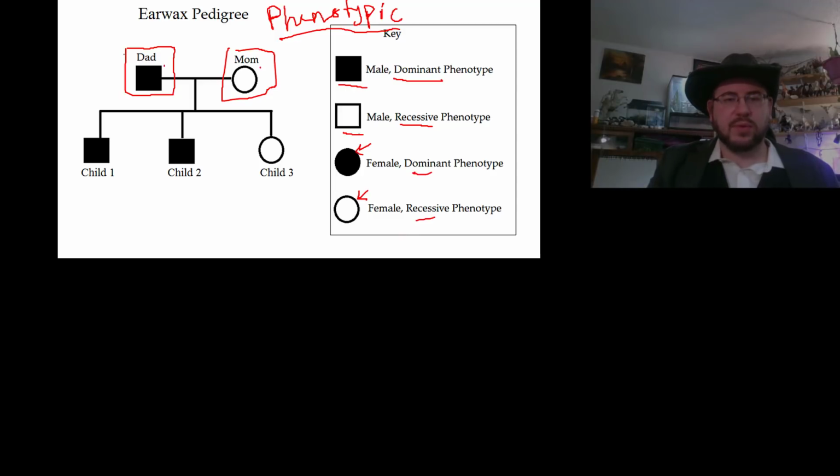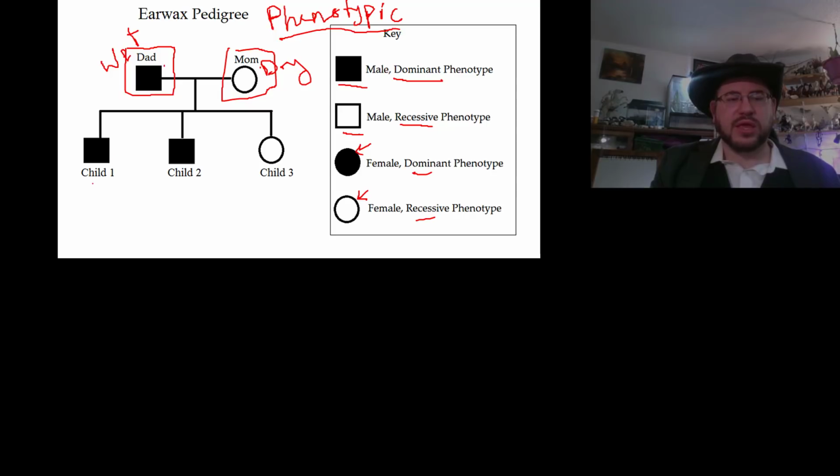So here we go. For earwax, dad is a square that is filled in. So what phenotype is that for earwax? I'm waiting. Come on, look backwards. Flip through those papers. The dominant phenotype, right? Wet earwax. And here's mom, a circle to show that it's a biological female. And the phenotype is recessive, so this is dry earwax. One parent has wet earwax, one parent has dry earwax.